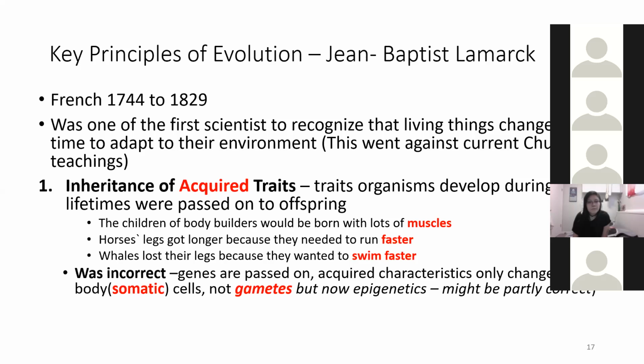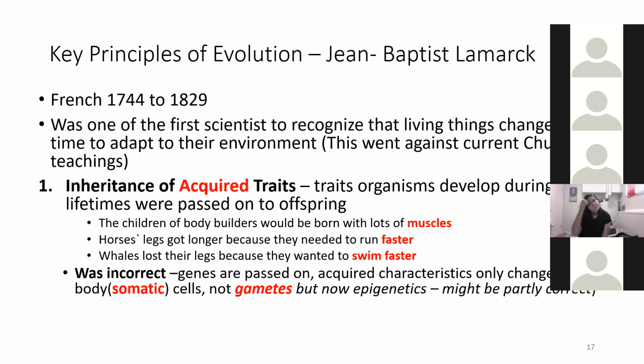Acquired characteristics are only a change in the somatic cells. Somatic is your body cells, but not the gametes. But again, we've got epigenetics saying, well, maybe. But he was one of the most famous people to talk about it.